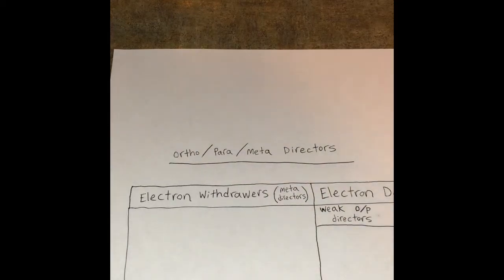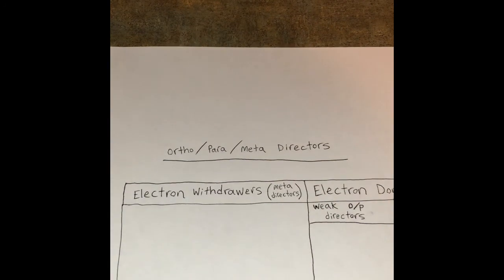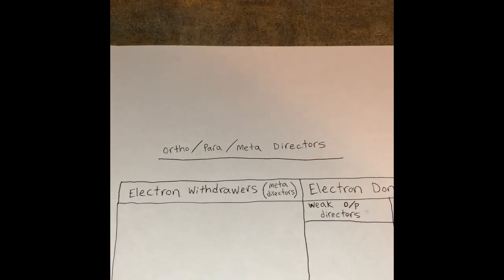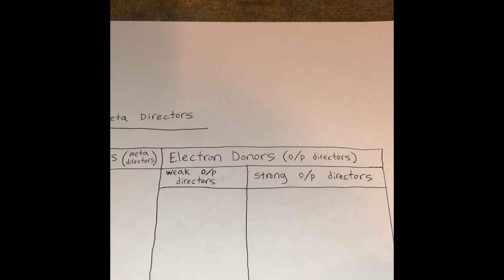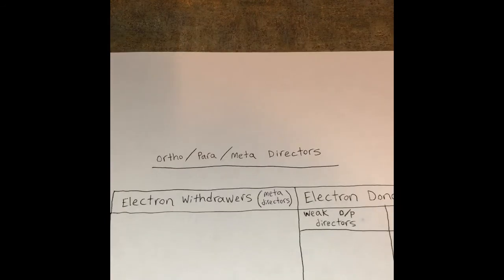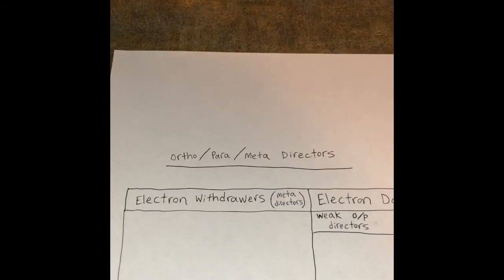Now we're going to look at some groups on whatever aromatic structure you have. So in many cases it's going to be benzene, but let's look at some directing groups. So we have ortho, para, or meta directors. Now, before we get into what goes in which category in this table that I've drawn out, let's first talk about what ortho, para, meta means.